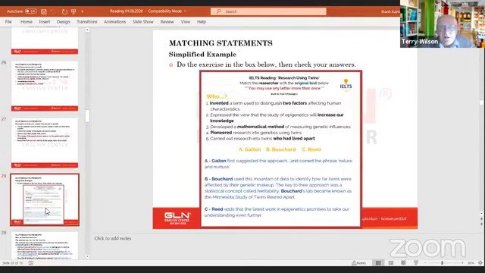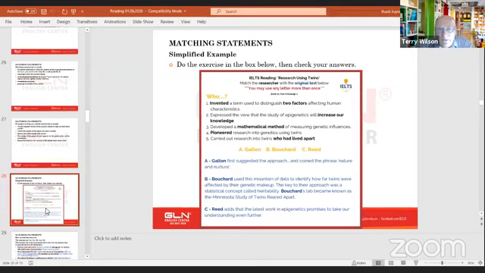So let's have a look at what you have to do. Here's a very simple example. So, who? So we have to match the statements to the three people called Galton, Bouchard, and Reed. And we have 5 statements to match to the person.